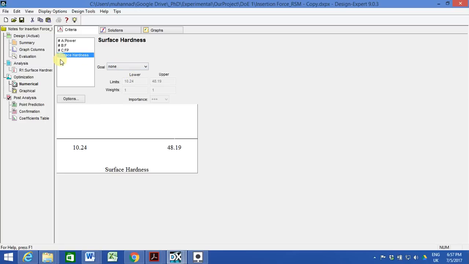So select the surface hardness, and what is your goal? Is it to maximize the hardness or minimize? Let's say we are looking to maximize the hardness, and then go to the solution.